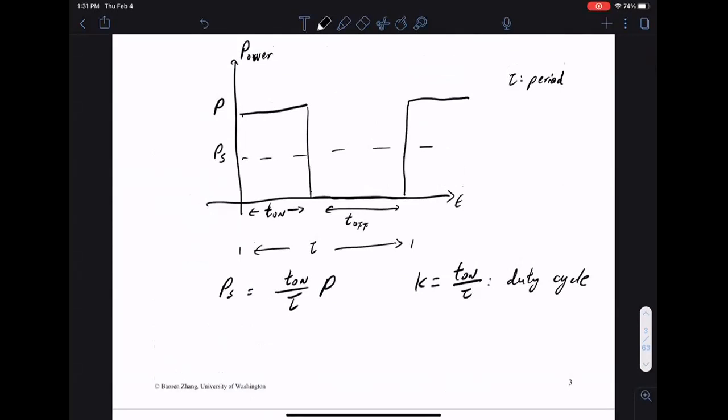Are all the variables with the S average? Yes, in this case, yes. We have the average quantities. The notation will change slightly depending on whether we're talking about DC to DC or DC to AC, but it will be clear for each of the circuits. Okay, got it. Thank you.